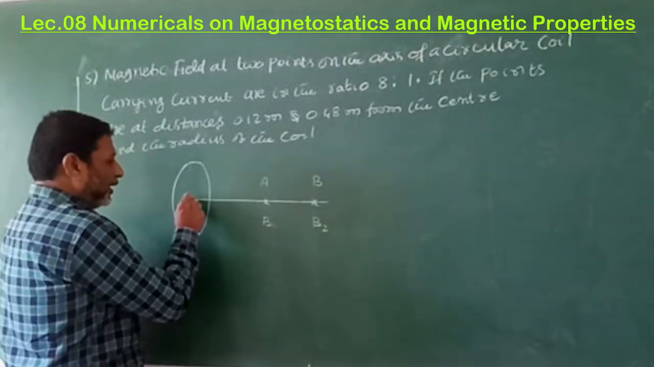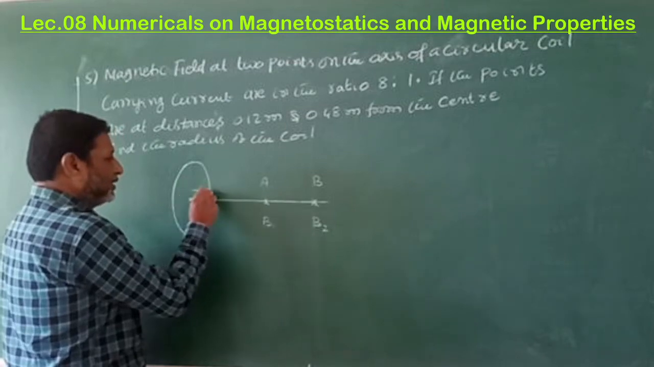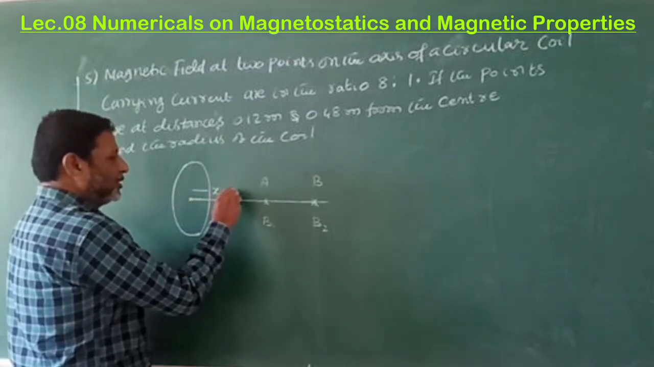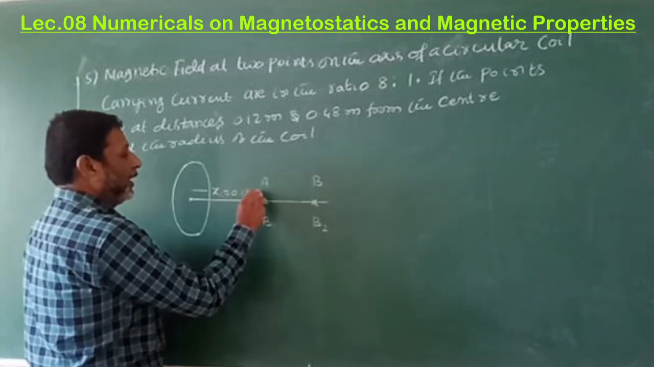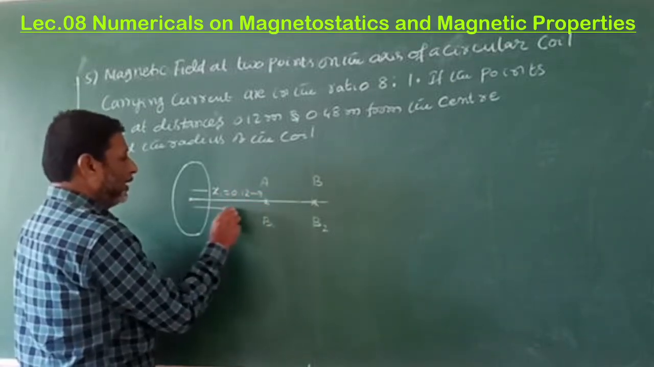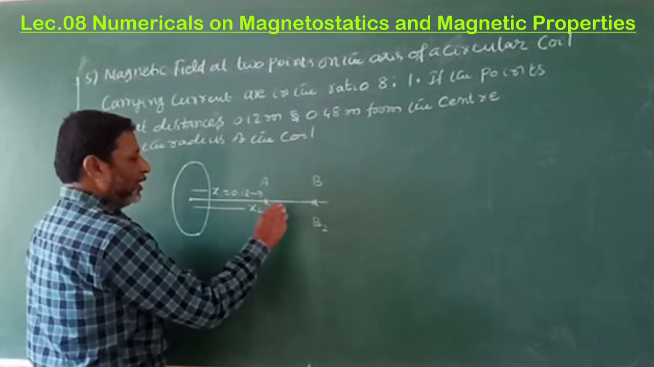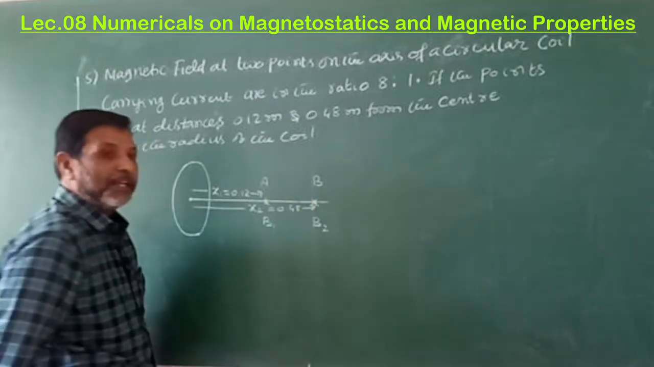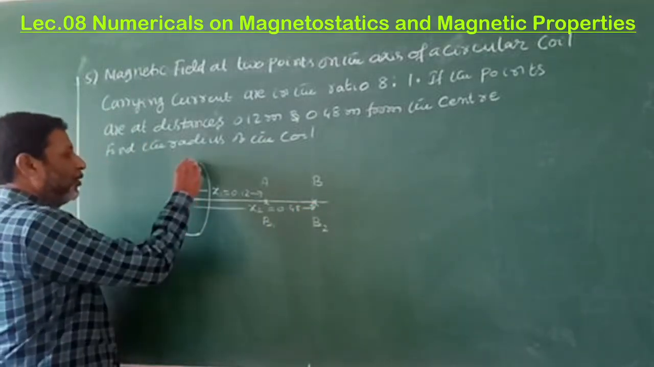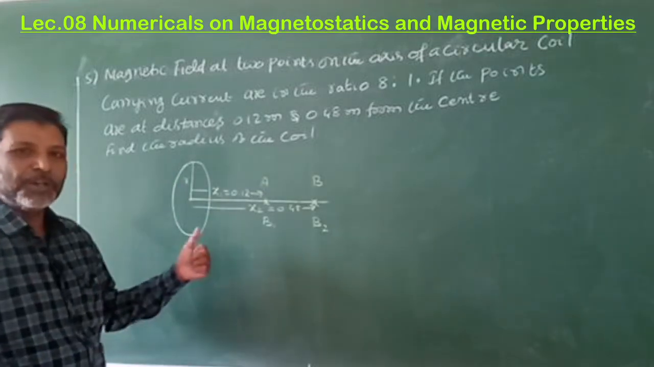Next, the distance of this point from the center, if you consider this as x1, is equal to 0.12 meters. Whereas this is point B, at a distance of x2, which is equal to 0.48 meters. Then you have to calculate the radius of the circular coil.